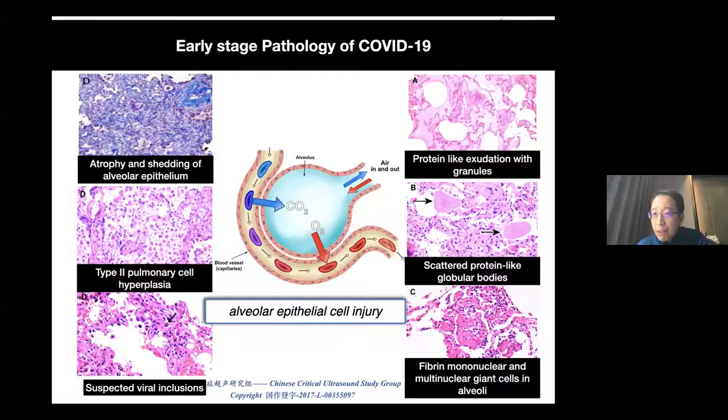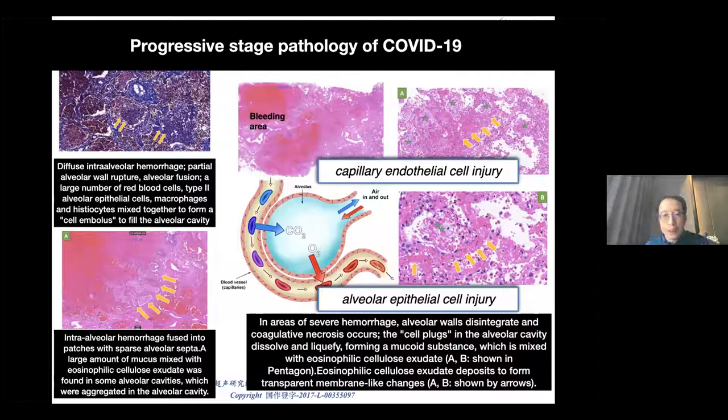In the very beginning, in the early stage of COVID-19, the pathology indicates alveolar epithelial injury. You can see atrophy and shedding of the alveolar epithelium, type 2 pulmonary cell hyperplasia, and suspected viral inclusions. Then in the progressive stage of the pathology of COVID-19 patients, you can see lots of diffuse intravascular hemorrhage, partial alveolar wall rupture, and alveolar fusion. You can see lots of capillary endothelial cell injury. So in COVID-19 patients, capillary endothelial cell injury is the primary.